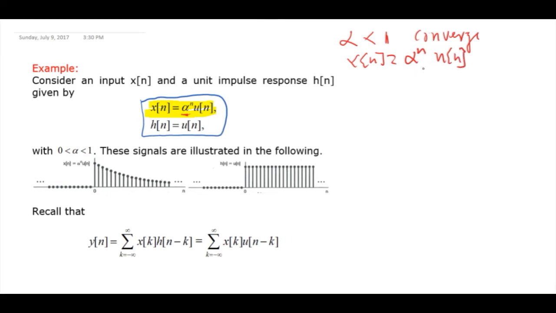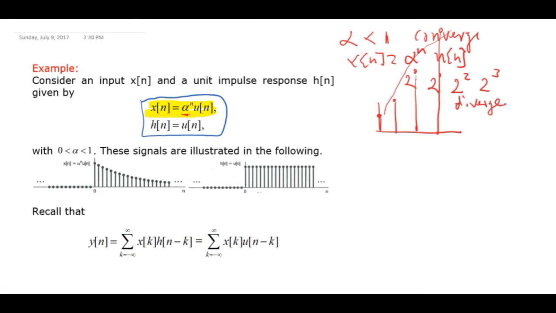If alpha is bigger than 1, take for a simple example 2, then we are going to have 2 to the power 1, 2 to the power 2, 2 to the power 3, and so on, because this is alpha^n u[n]. When n is equal to 0, it is 1, then 2 to the power 1 is 2, 2 to the power 2 is 4, 2 to the power 3 is 8. So we can see that it is getting larger and larger. This is what we call diverge.